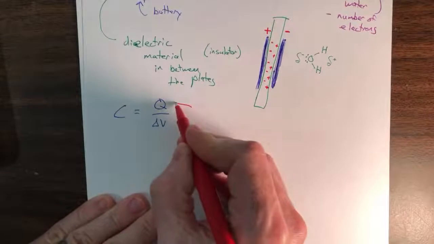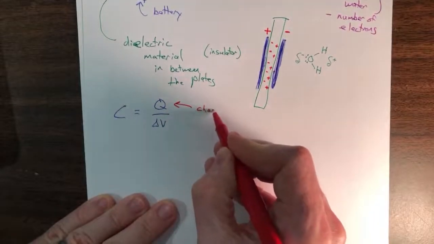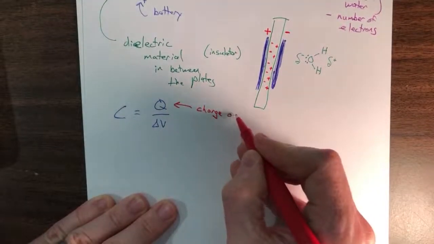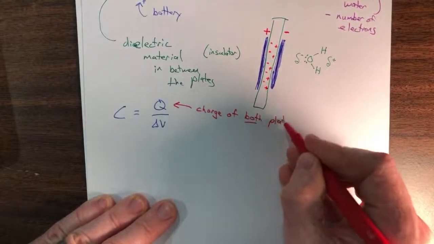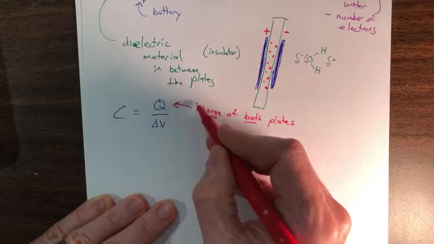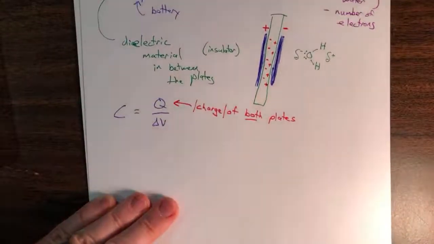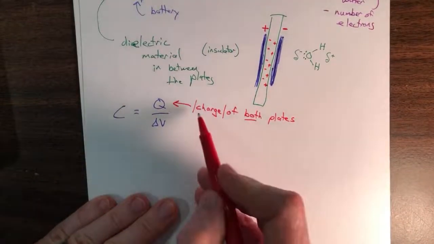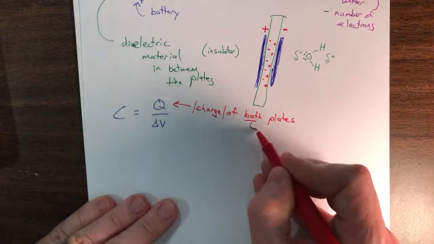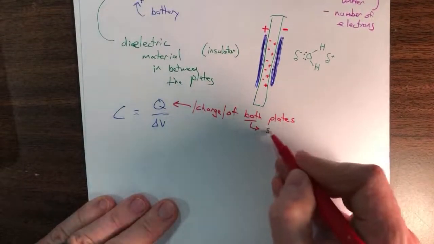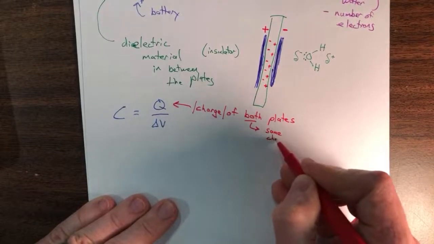So Q is the charge of both plates. All right, and so we're going to just take the absolute value of the charge. We're not going to worry about positive or negative, okay? So it's the absolute charge of both plates. Now we're assuming both plates have the same charge, okay?